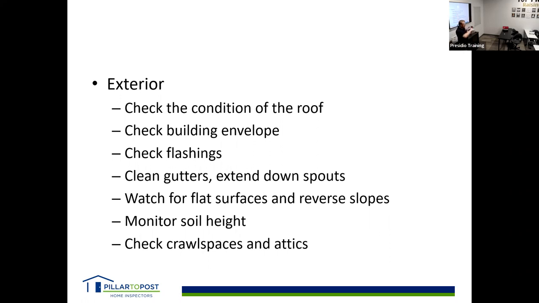So that building envelope could be the weather stripping around your door, and it doesn't mean that water is always going to come in, but if cold air is coming in, you have a condensation point as well. So checking that building envelope, everything that should be keeping outside out and inside in, has to be consistent and maintained.